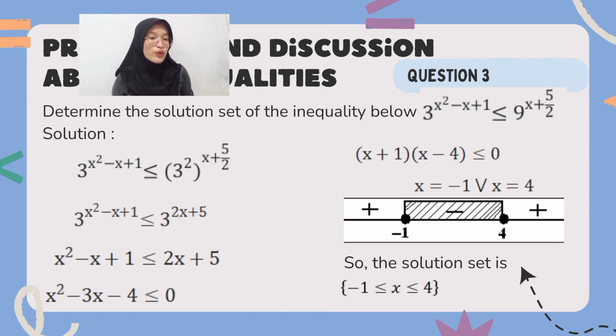So, we can factor it to x plus 1 multiplied by x minus 4 less than or equal to 0. So, we get x equals minus 1 or x equals 4. So, the solution set is minus 1 less than or equal to x less than or equal to 4.